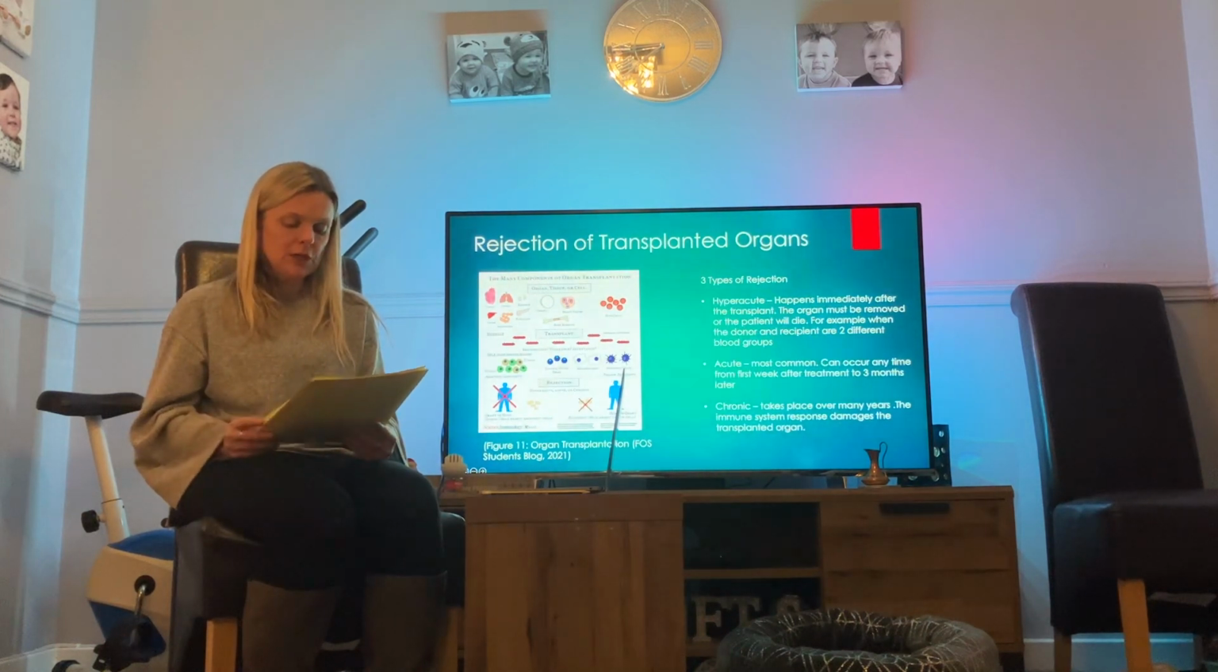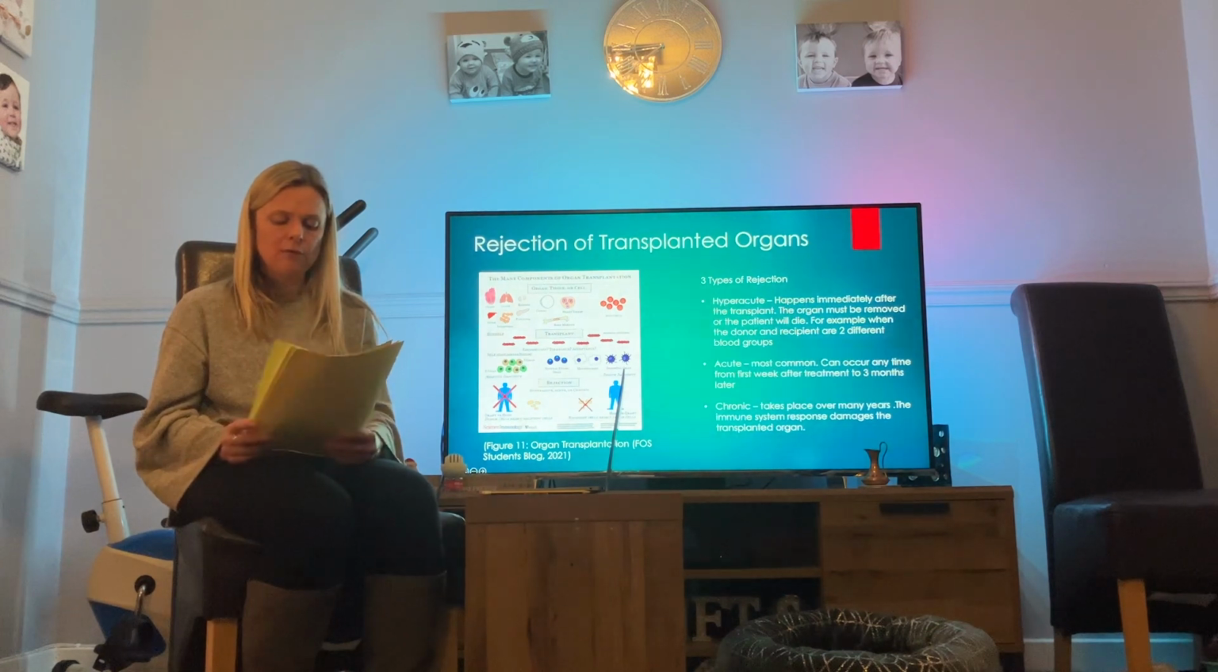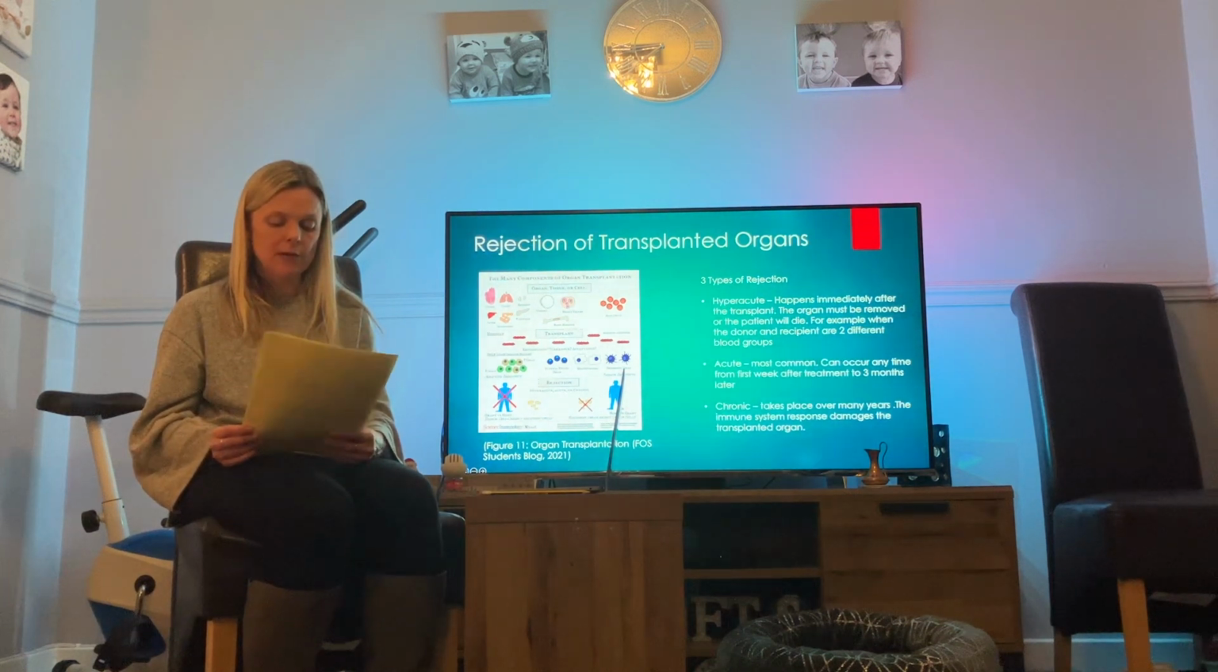Organ transplantation is the removal of a healthy organ from a donor and putting it into the body of a very ill person. This is usually a life-saving procedure. Organ transplants can go without complication. However, this is unfortunately not always the case. Sometimes the immune system will not accept the new organ because it sees it as a foreign body. The organ is then rejected.